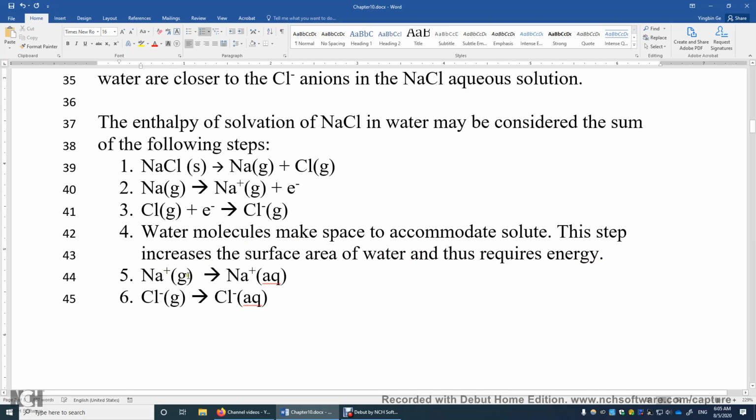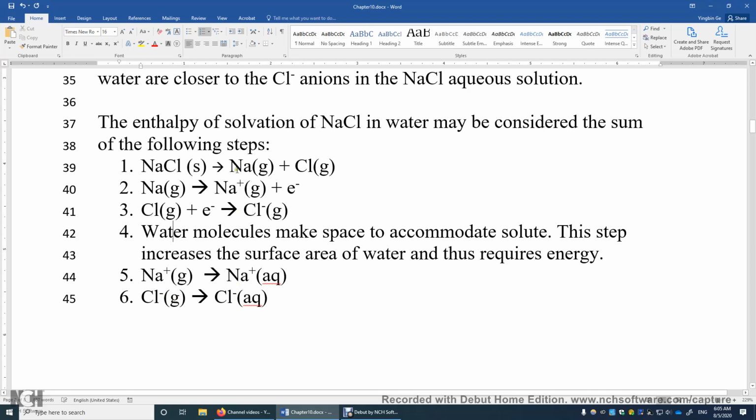And then over here, you can just put this sodium plus in the gas phase in the cavity surrounded by water molecules. So this step can be computed. This is just attraction between the sodium plus and the surrounding water molecules. And similarly, you put this chlorine minus in the gas phase in water.